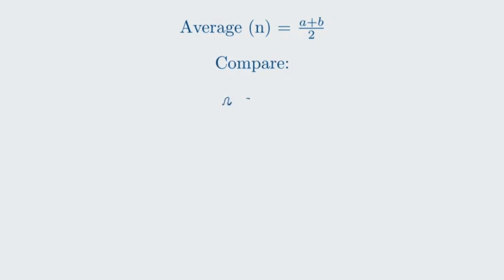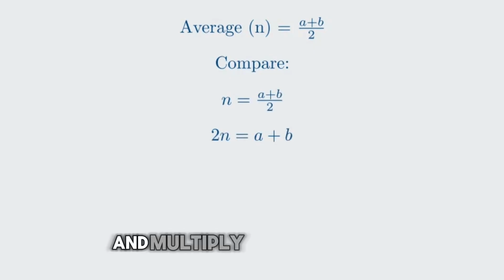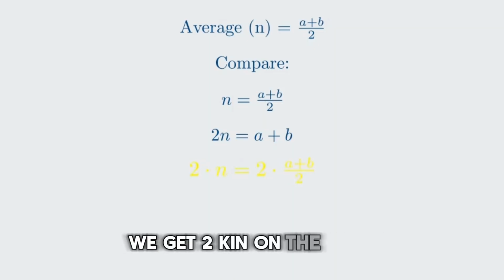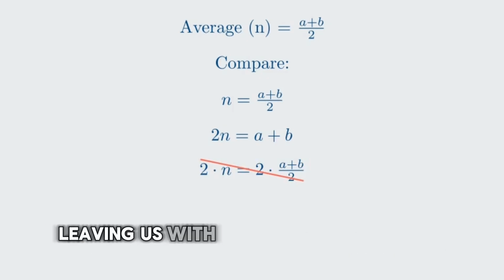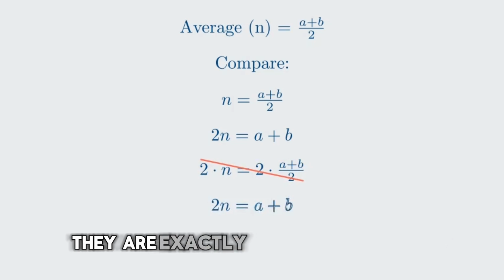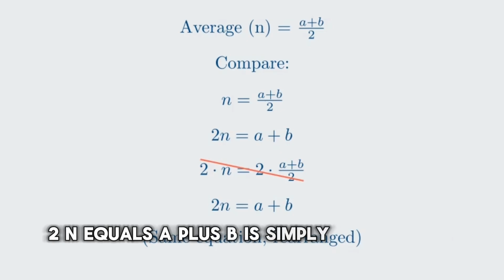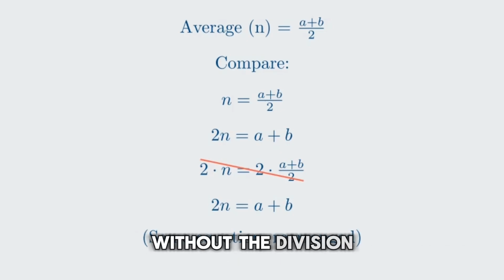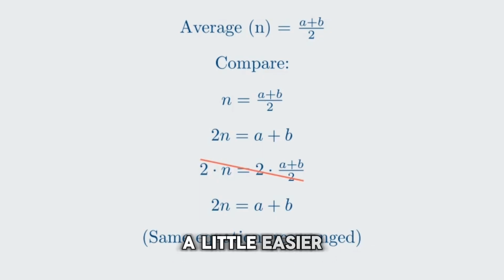Look closely. If we take the average formula, n equals a plus b over 2, and multiply both sides by 2, what happens? On the left, we get 2n. On the right, the 2 in the numerator cancels out the 2 in the denominator, leaving us with a plus b. So we get 2n equals a plus b. They are exactly the same equation, just rearranged. The equation 2n equals a plus b is simply the average formula without the division. It can make solving problems for a missing number a little easier.